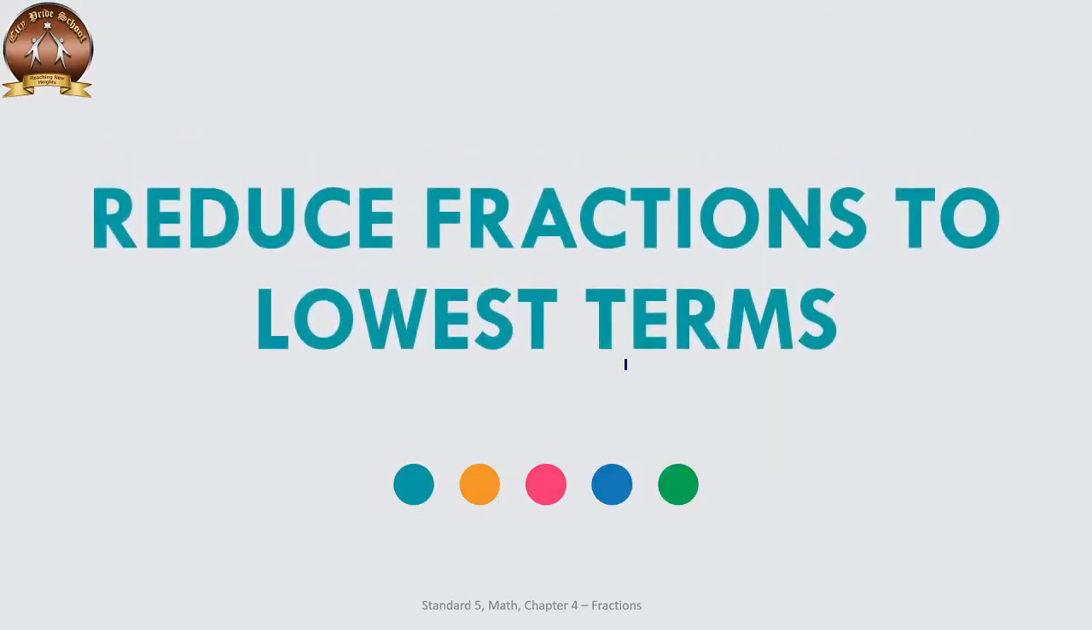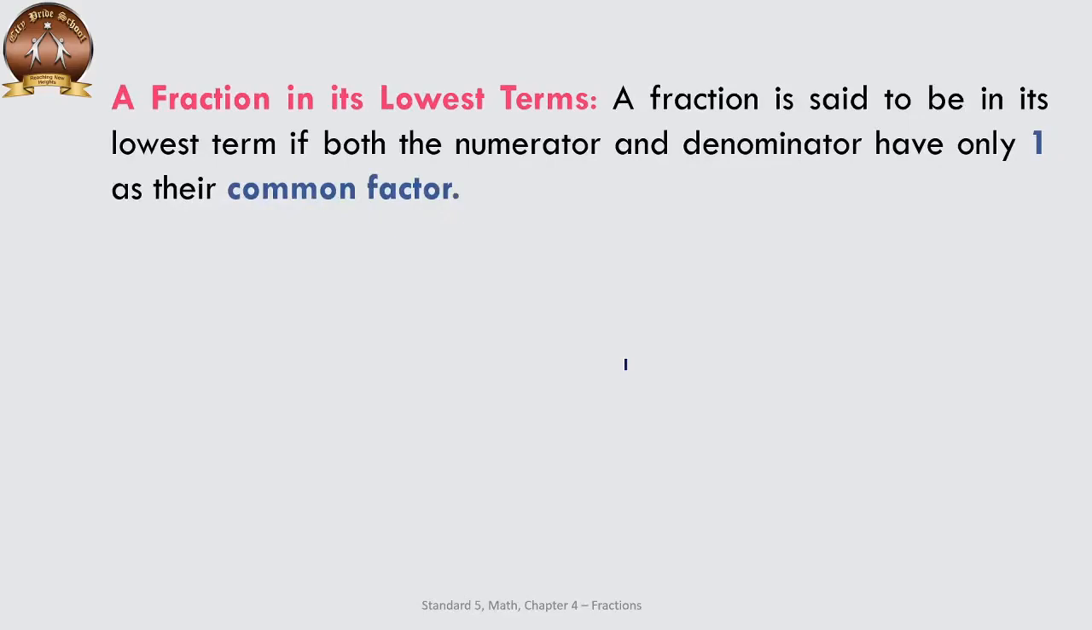Moving on to the next topic, that is reduce fractions to the lowest terms. Now you will understand it well with an example. A fraction in its lowest term means a fraction is said to be in its lowest term if both the numerator and the denominator have only 1 as their common factor. That means there is no other common factor between those two numbers. For example, 36 upon 54.